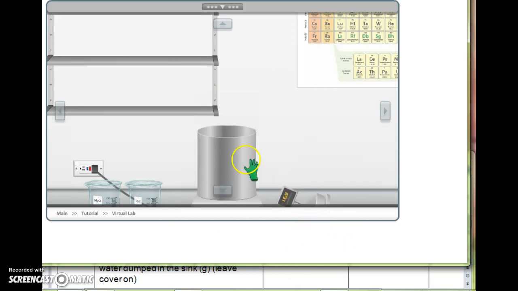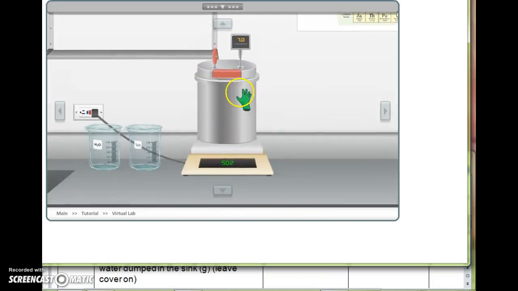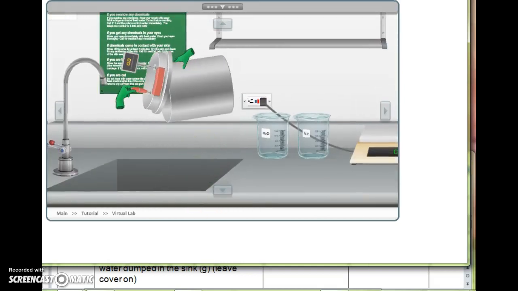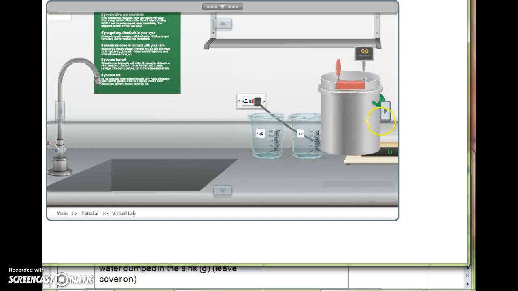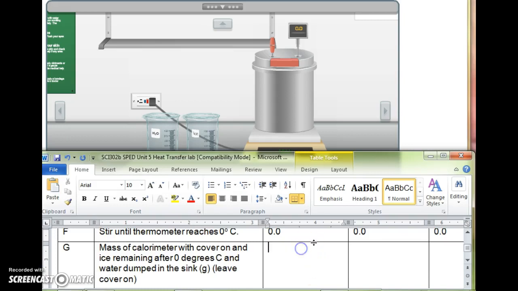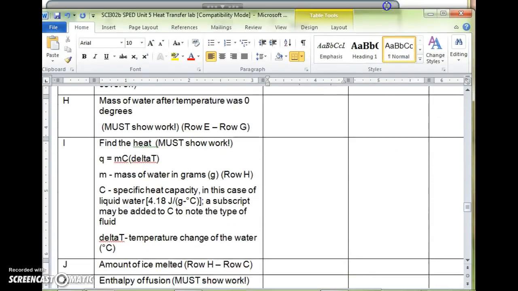Maybe. There you go. Oh wait, no, sorry, did that wrong. All right, so let's dump out all the extra water into the sink. So now inside, I still have the ice that did not have a chance to melt. And so what would the mass of the remaining ice and the calorimeter be? It would be 441 what? Grams.